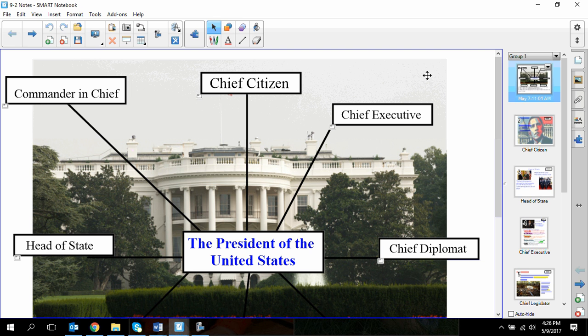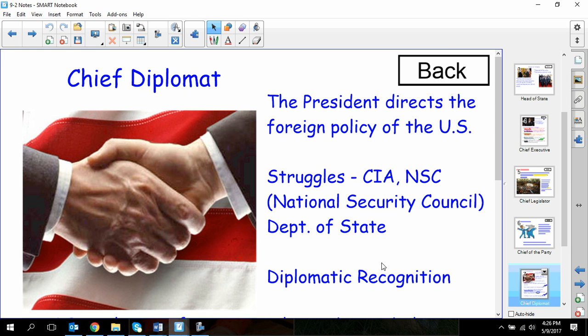Okay. All right, so let's talk about a chief diplomat. The chief diplomat is the one that really directs the foreign policy of the United States. He deals with struggles like where they conflict with each other. For example, the CIA deals with foreign matters, and the National Security Council deals with foreign matters, the Department of State deals with foreign entities, and all of them might conflict with each other.